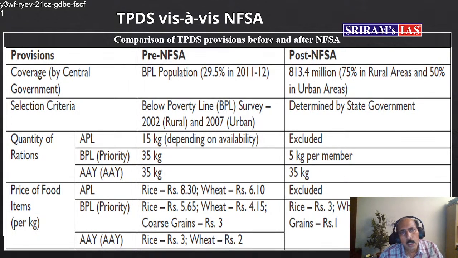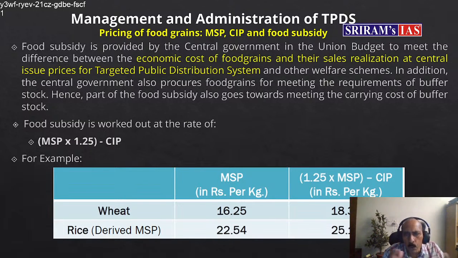Therefore, after the post-NFSA phase, because of the huge coverage of the population under the PDS system, the subsidy burden of the government has increased significantly, because in the NFSA phase we are only charging rupees 3, rupees 2, and rupee 1 from the population covered uniformly. But every season, the government is announcing higher and higher MSP for the farmers. To calculate the subsidy, the thumb rule is that the MSP plus 25% of the MSP is taken as incidental charges to cover the distribution cost, the storage cost, or any other statutory and non-statutory charges to be paid by the FCI.